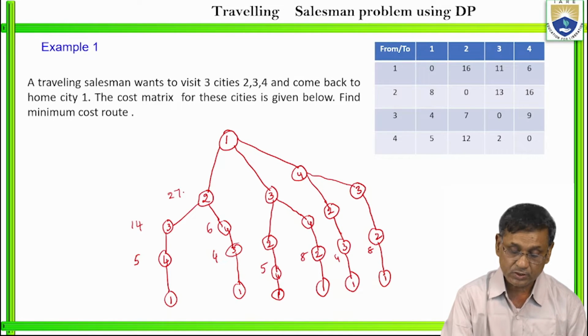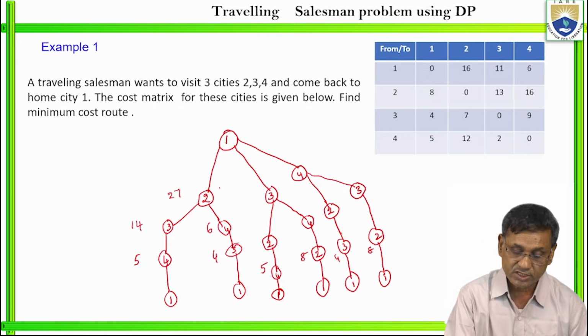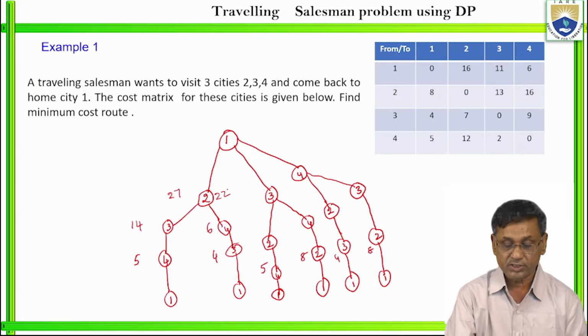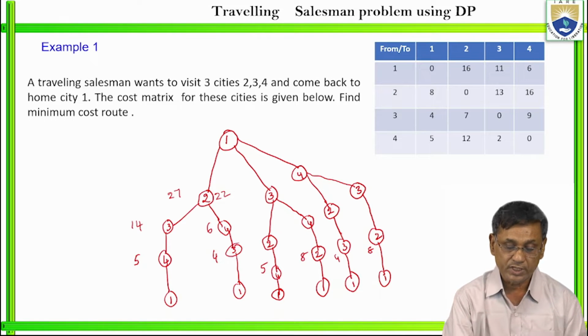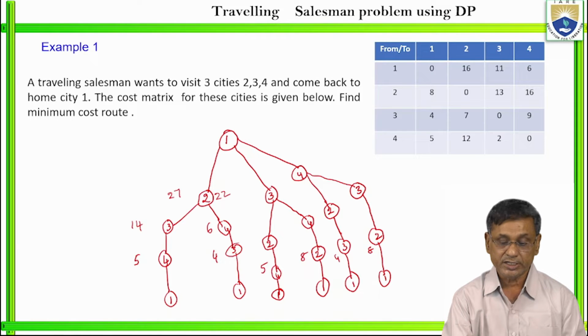Suppose if the salesman goes from 2 to 4, 4 to 3, 3 to 1. In that case, what is the distance? 2 to 4 is 16 and 16 plus 6 is 22. So in this, two routes are available. One is 27, another is 22. So he can select the shortest route, that is 22.